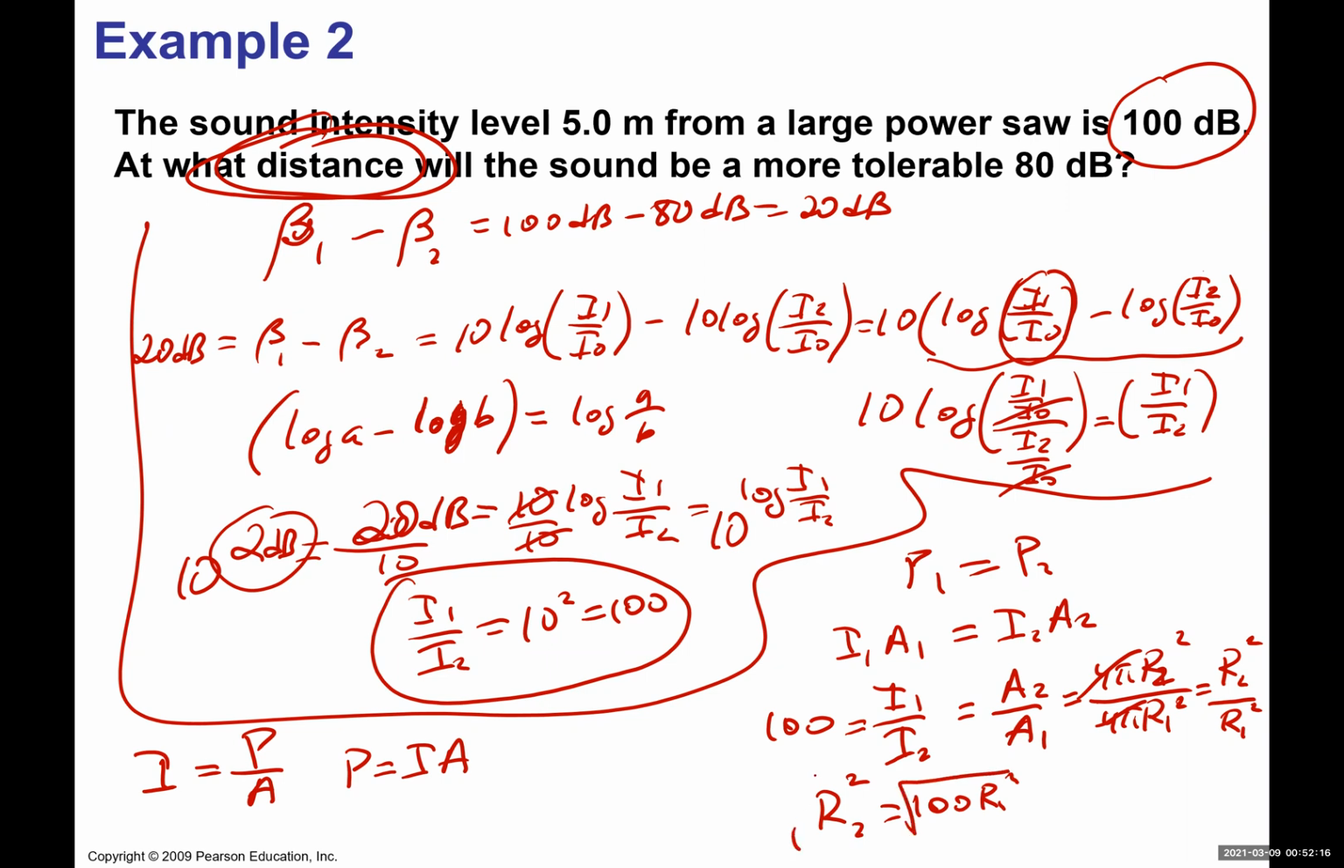Taking the square root of both sides, my R2 is equal to the square root of 100 times R1 squared. R1 is squared, so it can come out of the square root: R1 times the square root of 100. The square root of 100 is just 10. R1 was 5 meters, so 5 meters times 10 gives 50 meters. That means you have to go from 5 meters to 50 meters in order for your sound level to decrease by just 20 dB. But it definitely makes a much more tolerable sound to your ears.